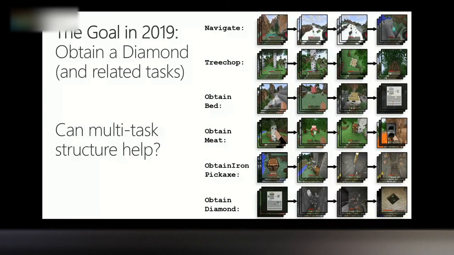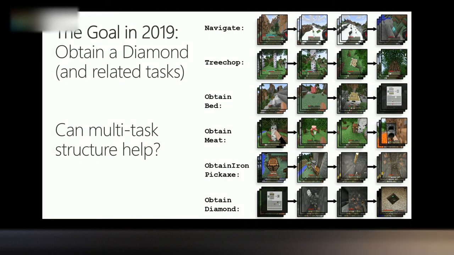So for this competition, the aim is to obtain a diamond, but the data set is broken down into different sub-goals. And again, there are multiple examples of people performing these sub-goals, like chopping down trees, obtaining the bed, obtaining meat, obtaining the iron pickaxe. They're all necessary to doing it. And so there's an open research question around, can we exploit the structure within these tasks that's demonstrated across all these different variations, both in how humans play the game, but also the variations like the different lighting conditions or the different biomes that they might be in.